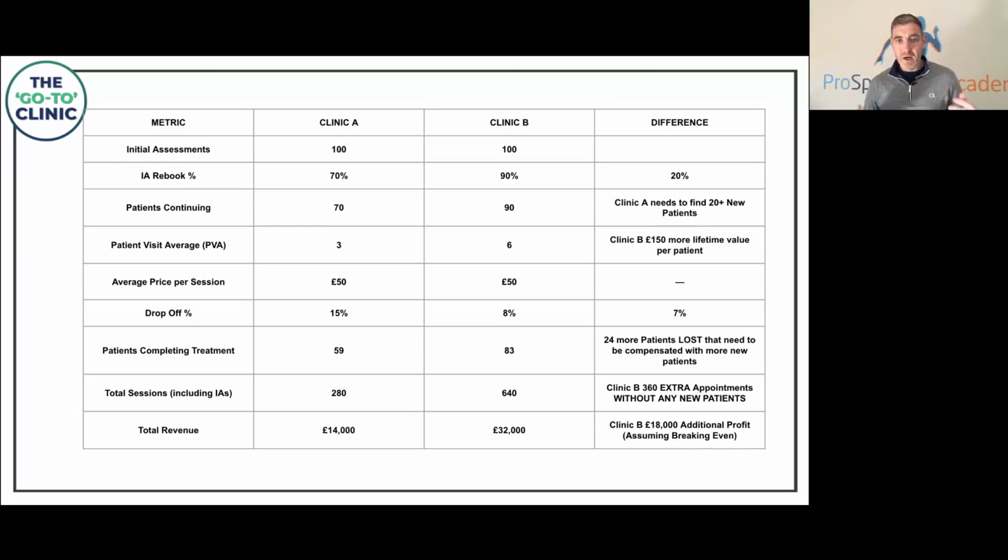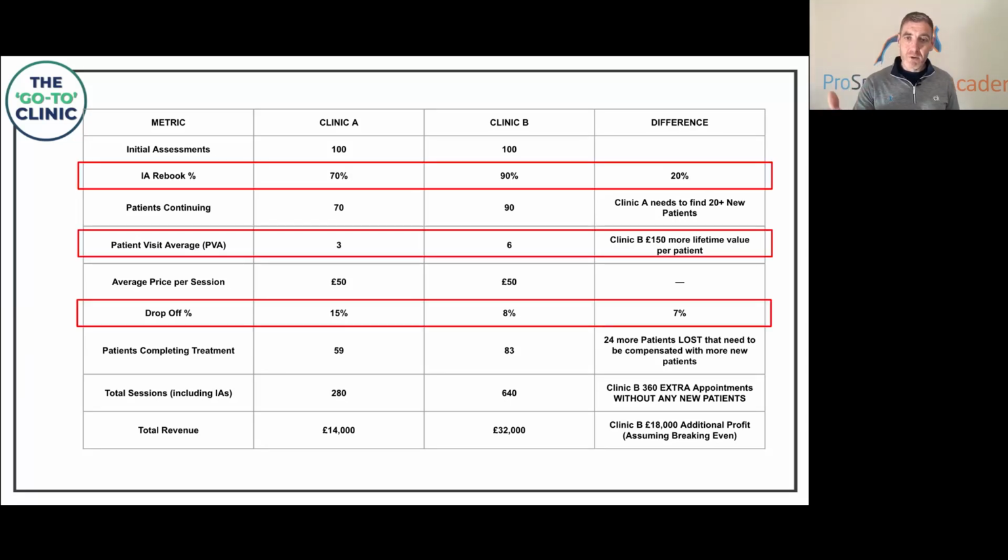Well, as we saw in the How to Double Your Profits Without Needing New Patients episode a few weeks back, Clinic A, Clinic B: one clinic has an IA rebook rate of 70%, one clinic has an IA rebook rate of 90%. That means for 100 patients, Clinic A with a 70% rebook rate has 70 patients continuing out of the 100. They've lost 30 patients per 100 new patients, whereas Clinic B, out of the 100 new patients, has 90 patients continuing, which means they've only lost 10 patients. So Clinic A has to find 20 more new patients every single month just to keep pace with Clinic B.